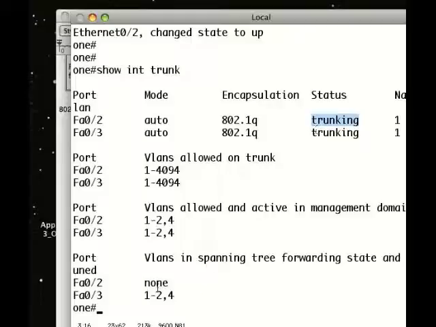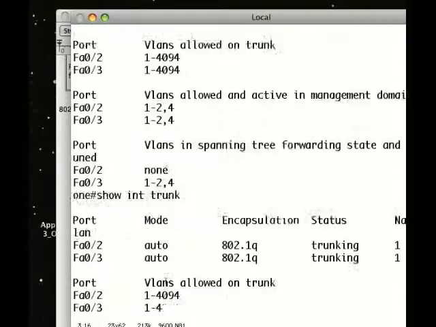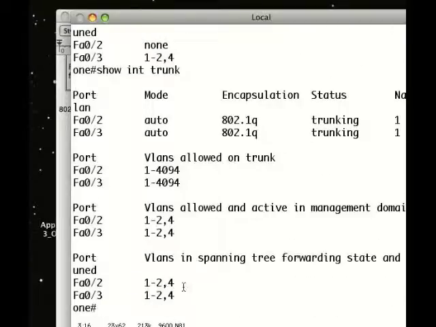And VLANs in spanning tree forwarding state. Spanning tree is still reconverging, so spanning tree is still forwarding to switch 3, but is not yet forwarding to switch 2. And now it is a little bit later, and I'm forwarding. Okay. So that is the dynamic trunk protocol and 802.1q trunk encapsulation.